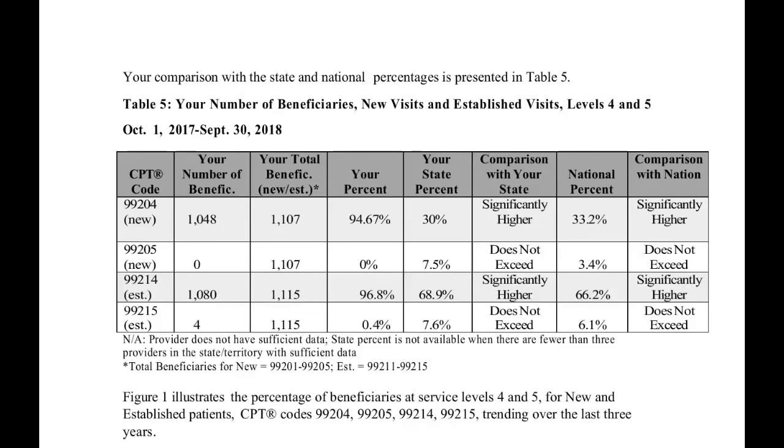Again, significantly higher than the state and national percentages that are hovering right around 30%. And again, you can see it all adds up. 99205, there were 0 beneficiaries that received that level of service. 99214, they had 1,080 unique beneficiaries. And then for all established patients, they had 1,115 unique beneficiaries, which again puts them almost at 97% and significantly higher than their national and state comparisons.